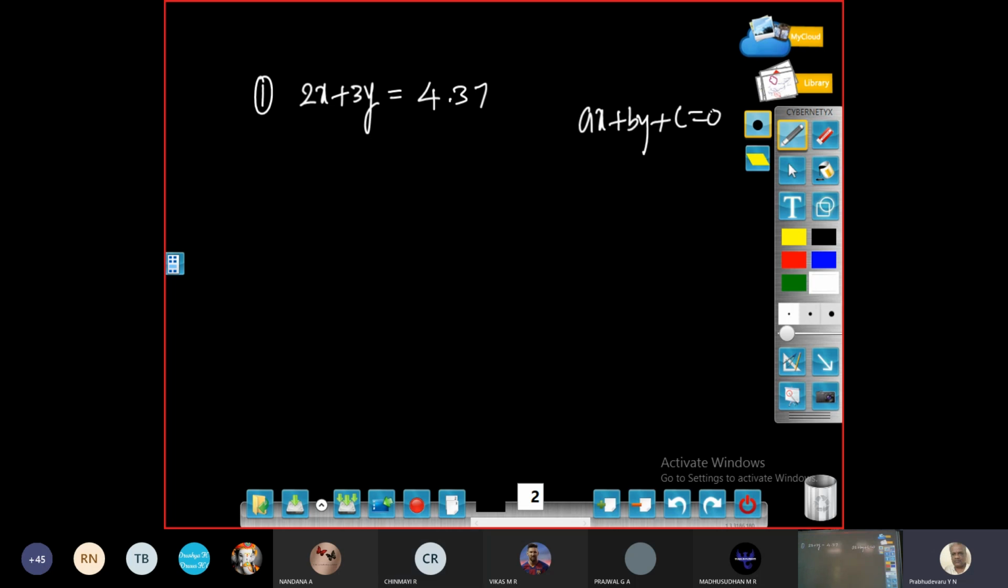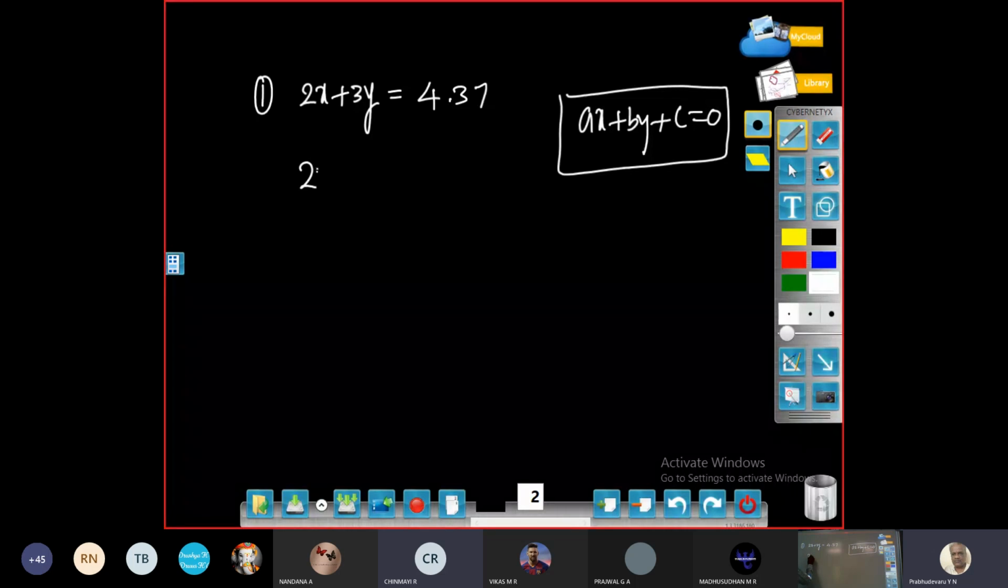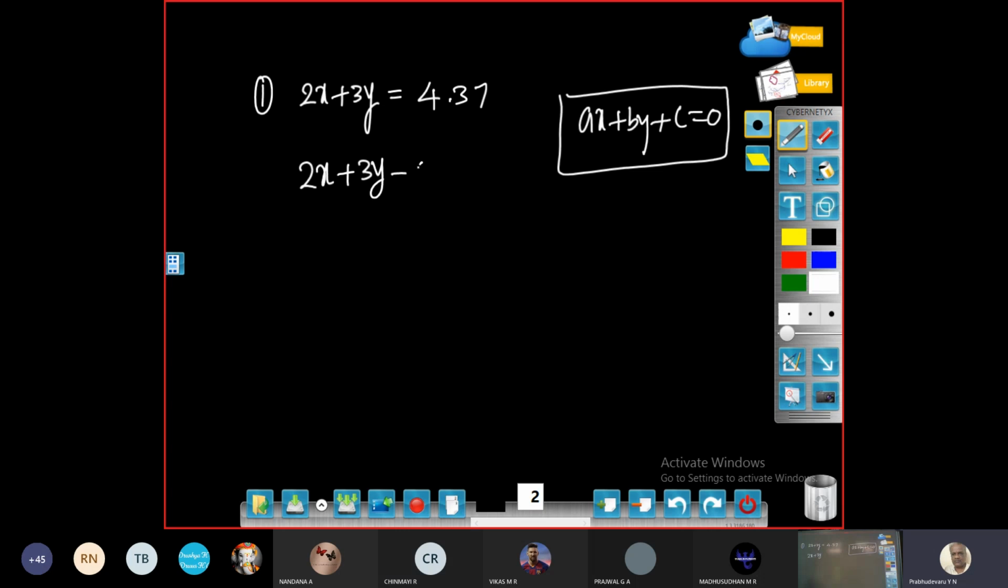Now what you have to do, tell me, to keep that in the standard form, in this form. I want to keep this in this form. What you have to do now? Sir, 2x plus 3y minus 4.37 is equal to 0. So transfer 4.37 to the left hand side, it becomes 2x plus 3y minus 4.37 is equal to 0. This is the standard form. So all the numbers should be on the left hand side except 0 on the right hand side.